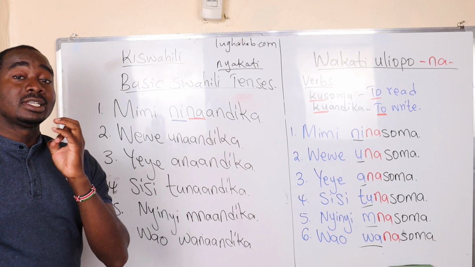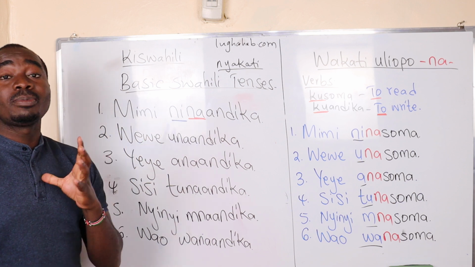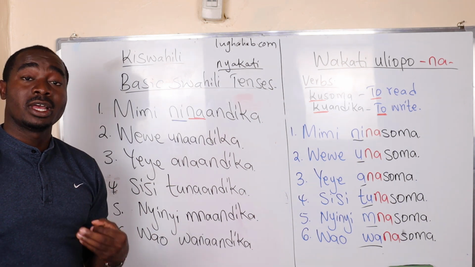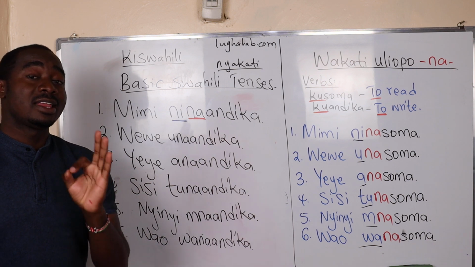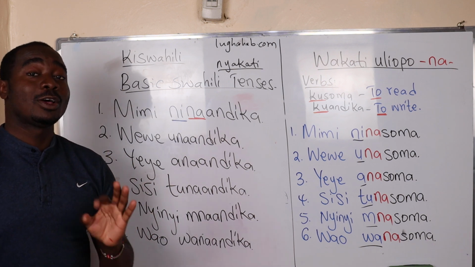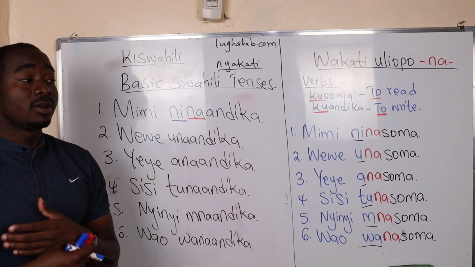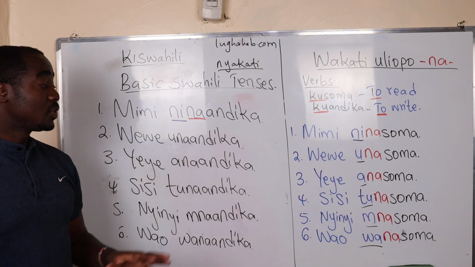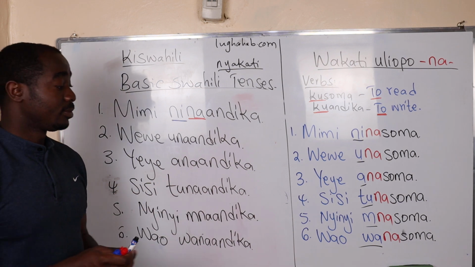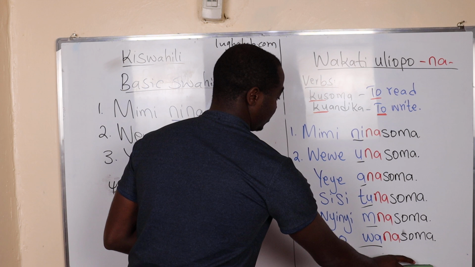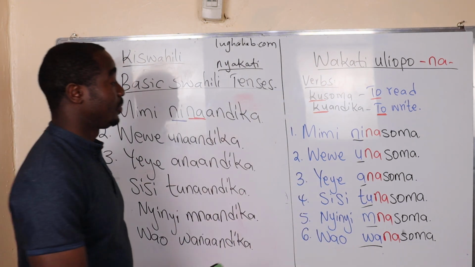We have some verbs that retain the ku in the present tense when you're conjugating. These verbs are called monosyllabic verbs, and there are about nine. Out of these nine, about three or four are mostly used. So we'll learn how we can conjugate these monosyllabic verbs in the present tense.